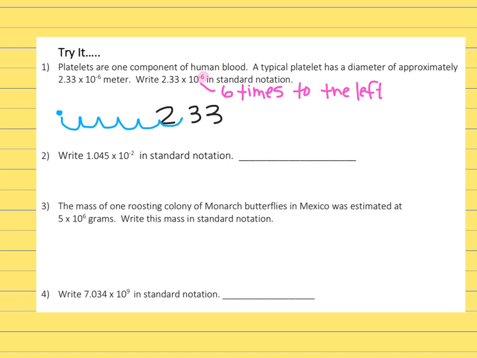And then all those empty spots I fill in with zeros. 1, 2, 3, 4, 5. So then that would be my final answer. Point. There's 5 zeros. Okay, 0, 0, 0, 0, 0, 2, 3, 3. That would be the number written in standard notation.